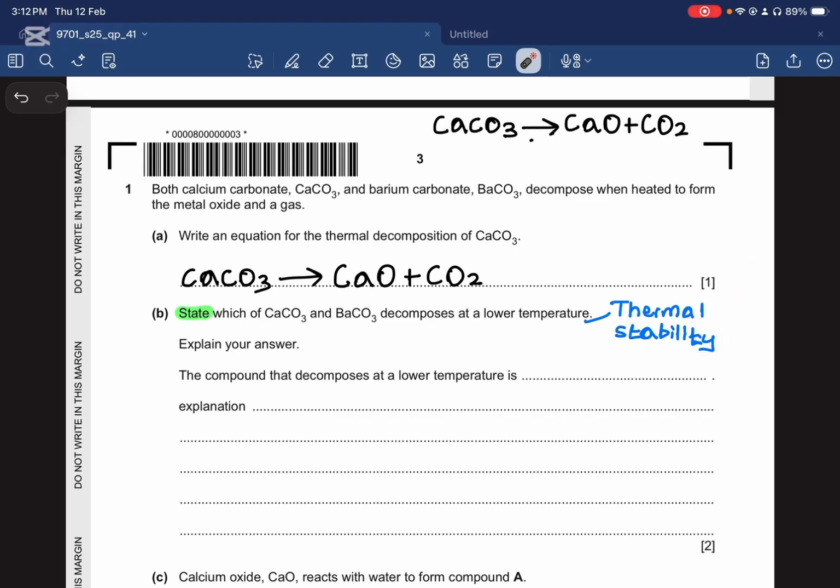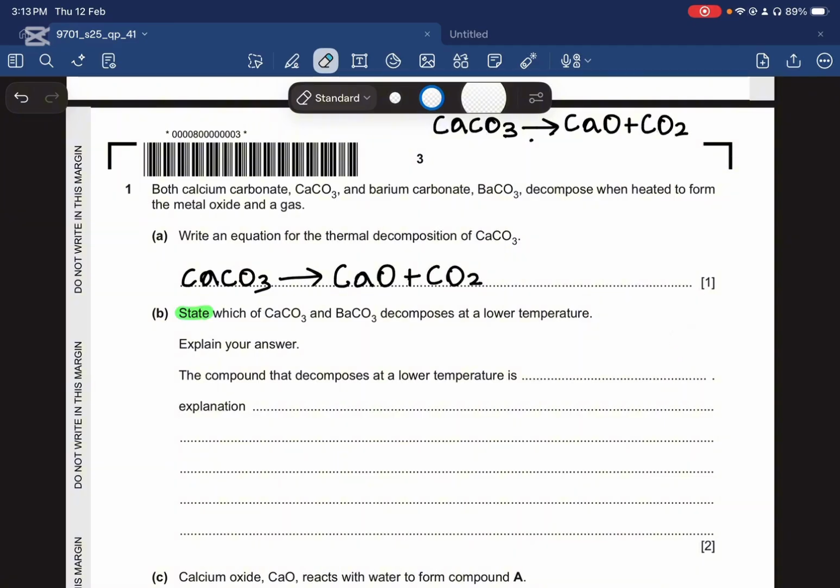So, if I ask you this, what do we mean by being more thermally stable? It means that even if you provide lots of heat energy to it, it's not going to break down or decompose easily. Now, second question. What do we call having less thermal stability?